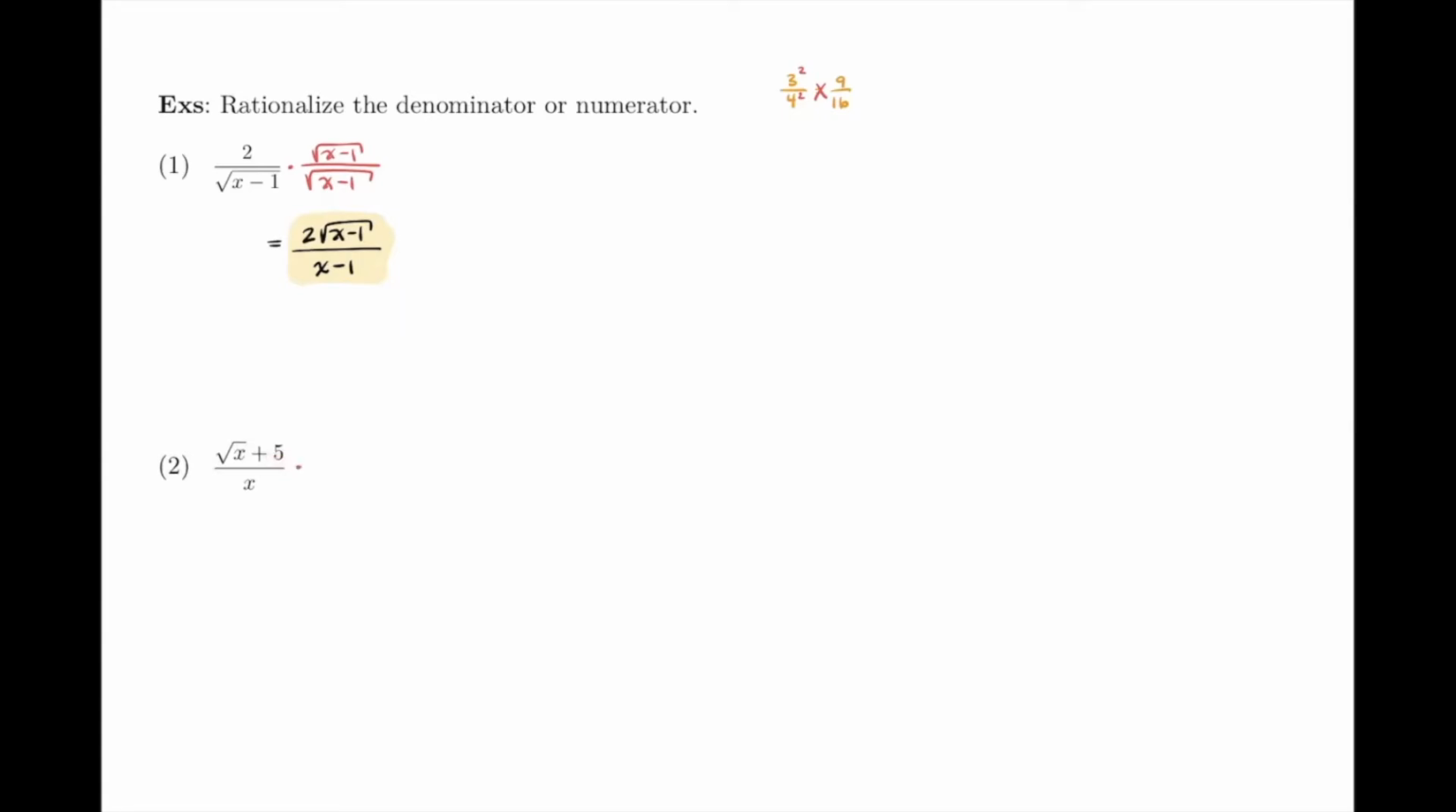So what we'll do is look in the numerator. We're going to find the conjugate of radical x plus 5, which will be radical x minus 5. We're going to multiply by that up in the numerator. If we do that, though, we also have to multiply by that in the denominator. Now we have to figure out what will be the result.